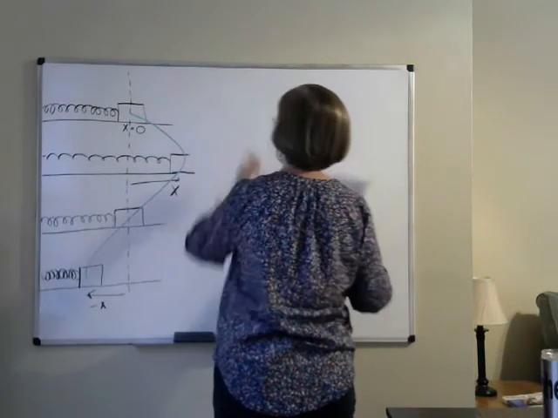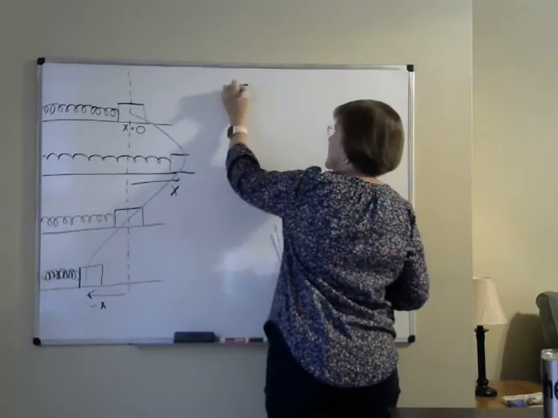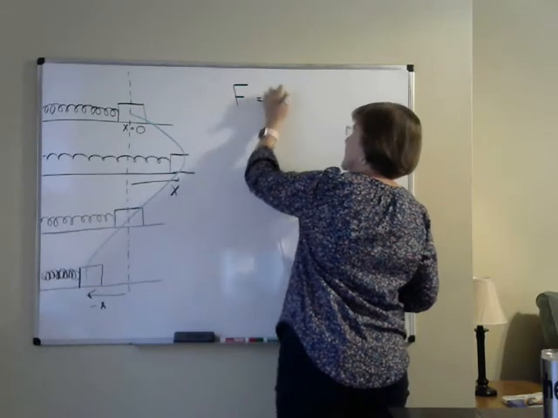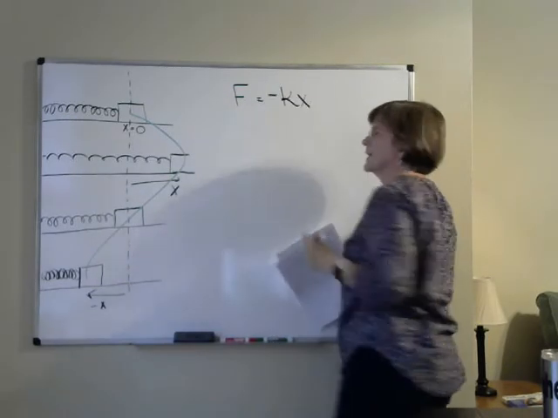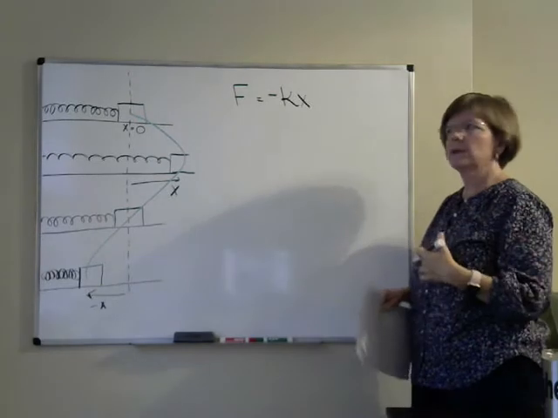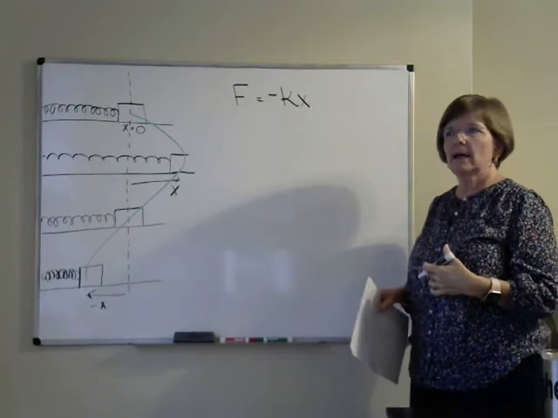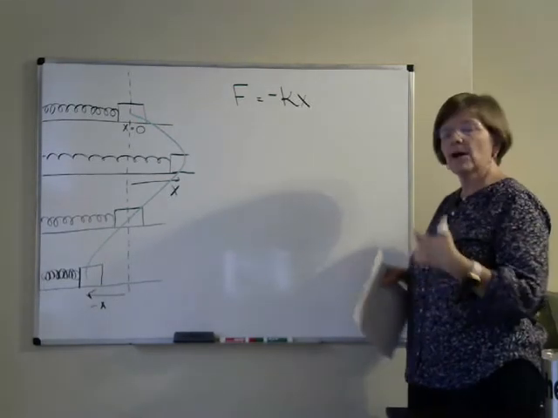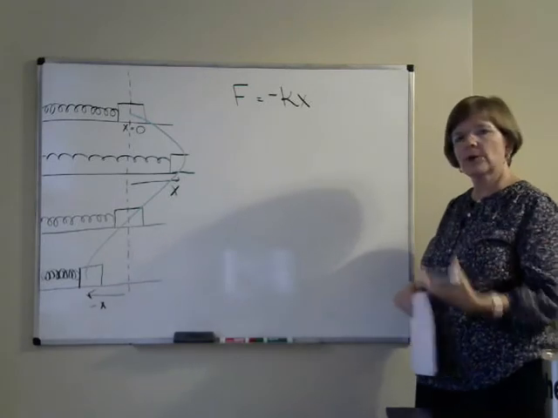Okay, we know that we said that this is F equals negative Kx. If you have an ideal spring, the restoring force of the spring is equal to K times X. It's in the opposite direction of X. K is that spring constant.